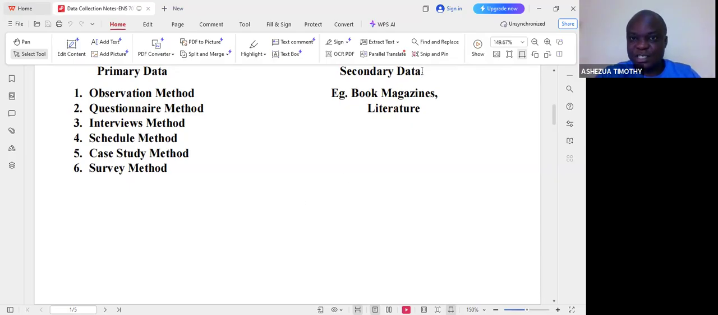So for secondary data, the data you collect here, some will be analyzed and published in books, in journals, in magazines, in literatures. Anything you read from journals, from literature, magazines, these are secondary sources of data. So let's look at them one by one.